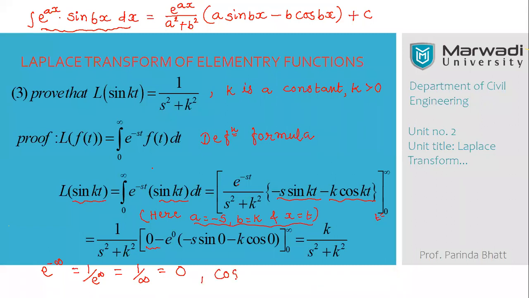Cos 0 is 1 and sin 0 is 0. Right? Therefore, this term is 0 and this term is 1. This is minus and this minus, therefore plus. Therefore, k upon s square plus k square. Quickly note it down, everyone. Okay, and clear all the steps. Write the integration formula also above this slide. Quickly note it down, everyone.